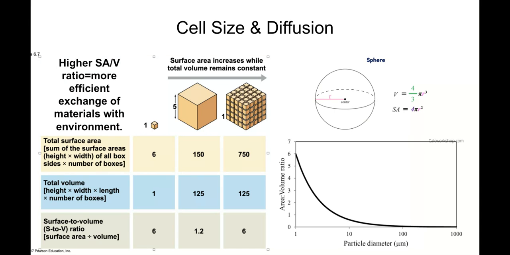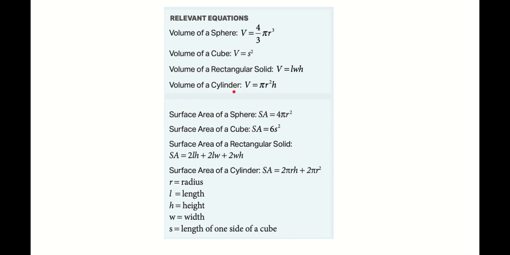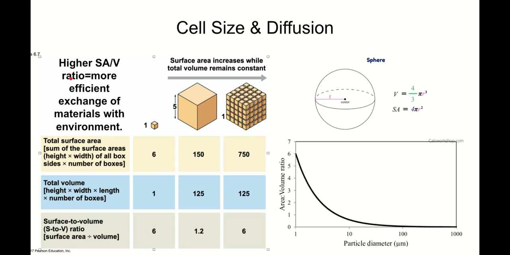And this boils down to how big a cell is. We can think about the efficiency of a cell to exchange materials with its environment if we think about the ratio of its surface area to its volume. And for your second question in your notebook, how can we predict how efficient the cell is in exchanging materials with its environment? The key takeaway is that a cell with a higher surface area to volume ratio will be more efficient in exchanging materials with the environment than a cell that has a lower surface area to volume ratio.